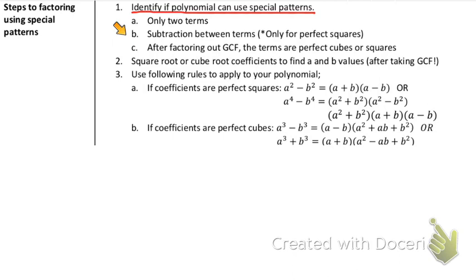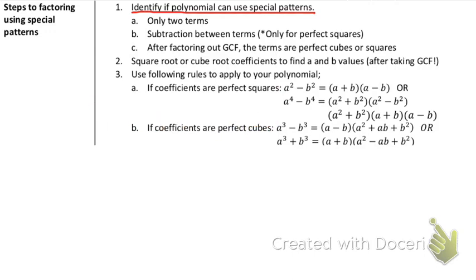In part B here, subtraction in between the terms. So you have a minus sign in between the terms. This is only used for perfect square special patterns. Like in example A down here. Notice they have only subtraction in between them. Any other type is perfect cubes.